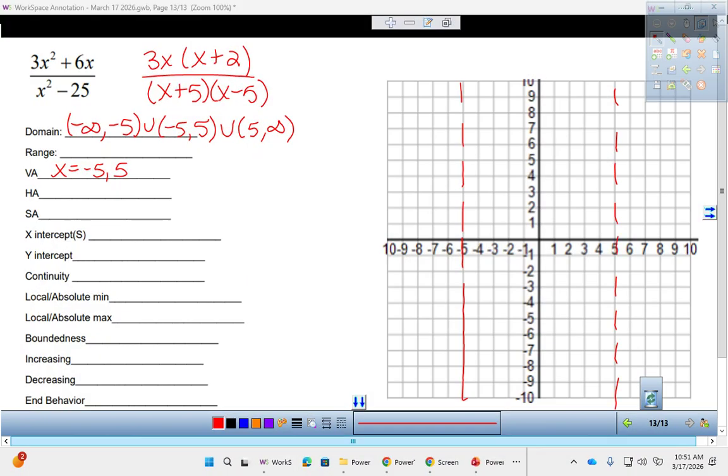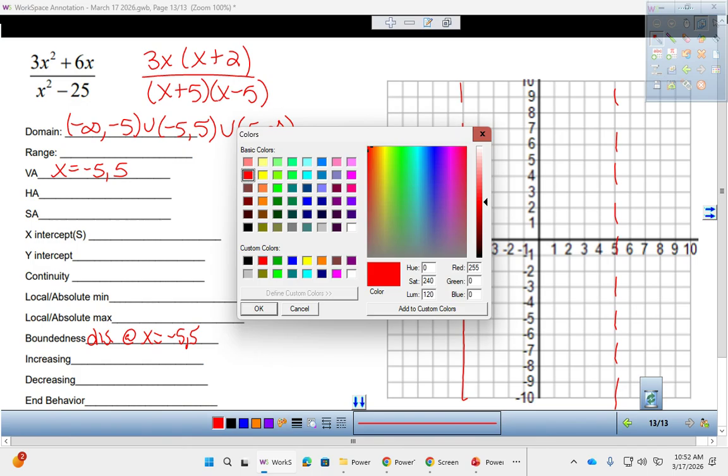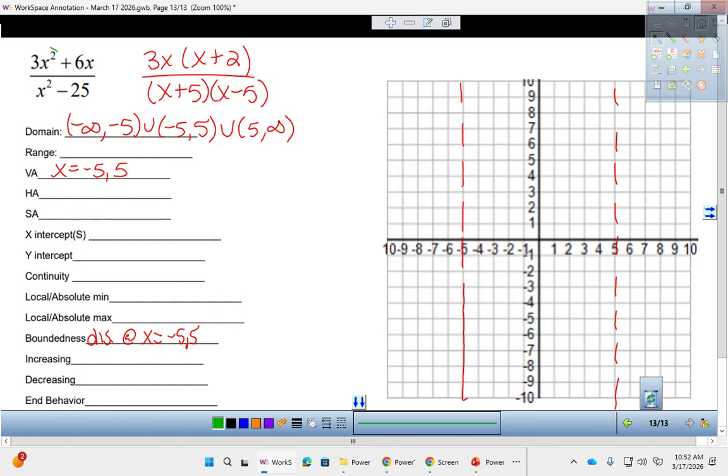Continuity. Is it going to be continuous? If I've got those vertical asymptotes breaking it up, it's going to be discontinuous at negative 5 and 5. It does all connect to each other because that's causing that break in the graph. All right, horizontal asymptote. The x squareds cancel out and leave me with y equals 3, which means I don't have a slant.